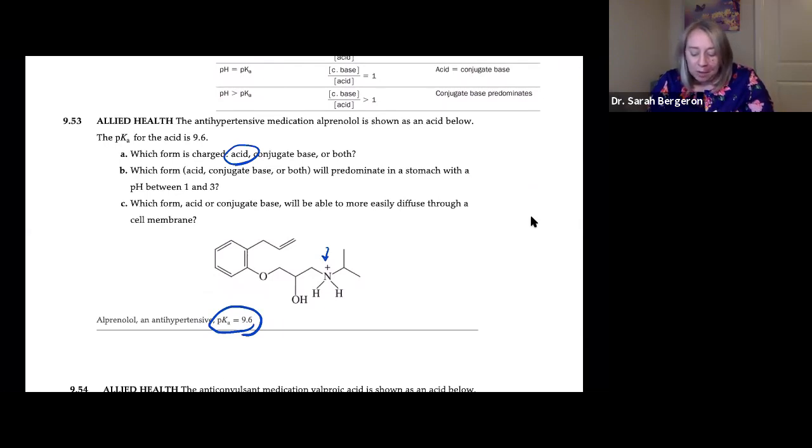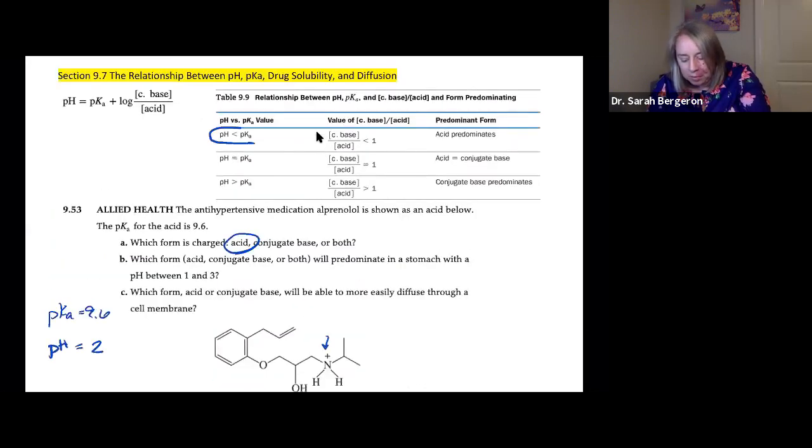So which form will predominate in a stomach with a pH between 1 and 3? So we're going to say pH is equal to 2, whatever it is, doesn't matter. We just pick something between 1 and 3. Our pKa is 9.6. So remember our rules, right? If our pH is lower than our pKa, what's going to happen? That's going to mean that our acid form predominates.